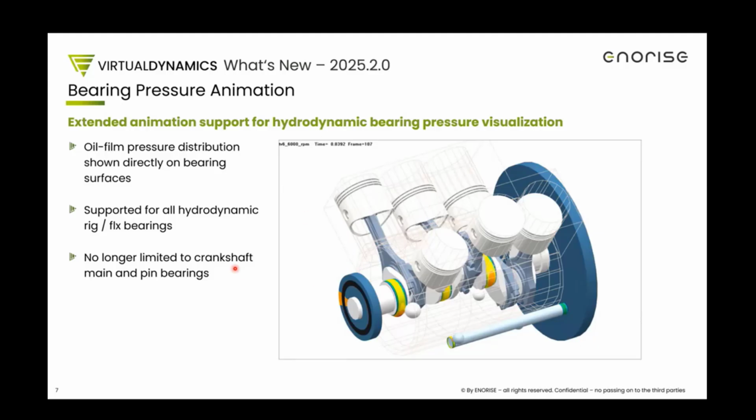What is new here is that this capability is no longer limited to crankshaft bearings and supports hydrodynamic bearings, rigid or flexible, 2D or 3D of all kinds. And again, it is no longer limited only to the crankshaft main and pin bearings, which means the piston pin bearing, your timing drive, valve train, counterweights. It can be used for any broader application.